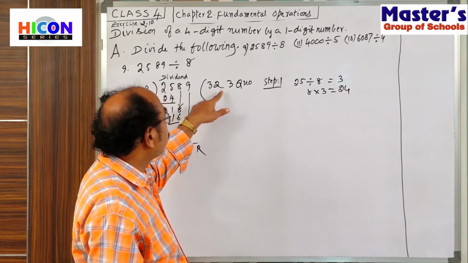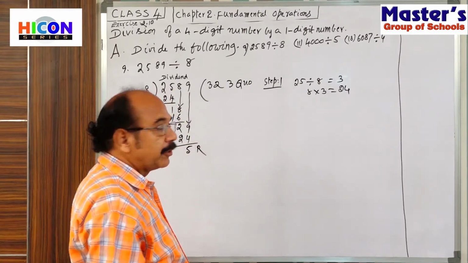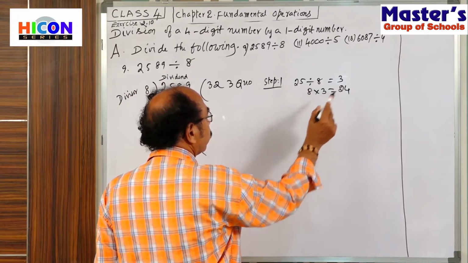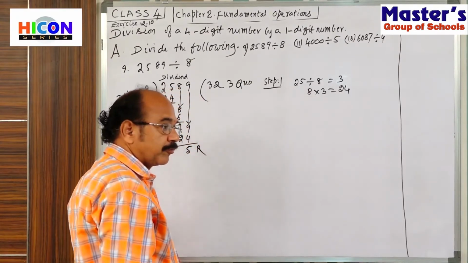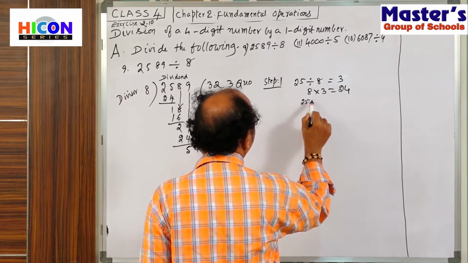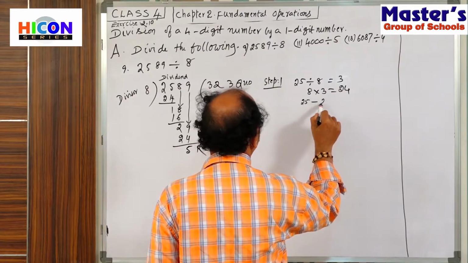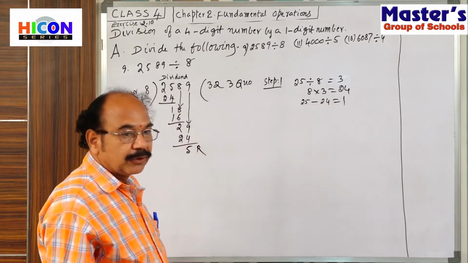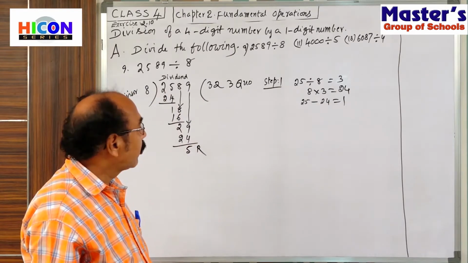In step 1, 8 3s are 24. Subtract: 25 minus 24 is equal to how much? 1. So like this, divide and subtract.